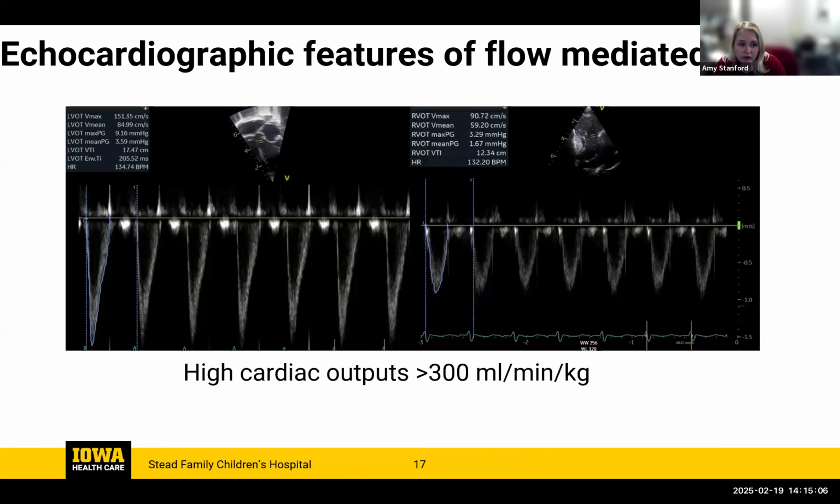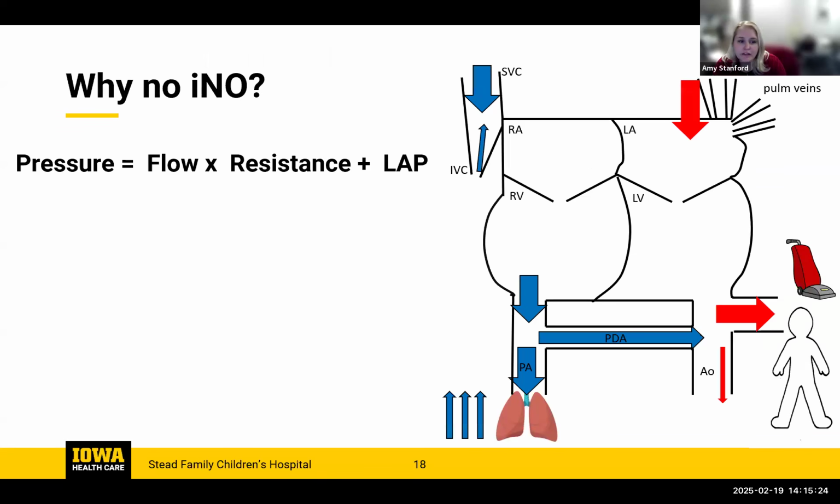Additionally, on echo, in flow-mediated pulmonary hypertension of vein of Galen's, there is going to be extremely high cardiac outputs of both the left and the right ventricular outflows. So usually these are greater than 300 mL per minute per kilo. So in the case of flow-mediated pulmonary hypertension, giving iNO can have serious and really detrimental side effects.